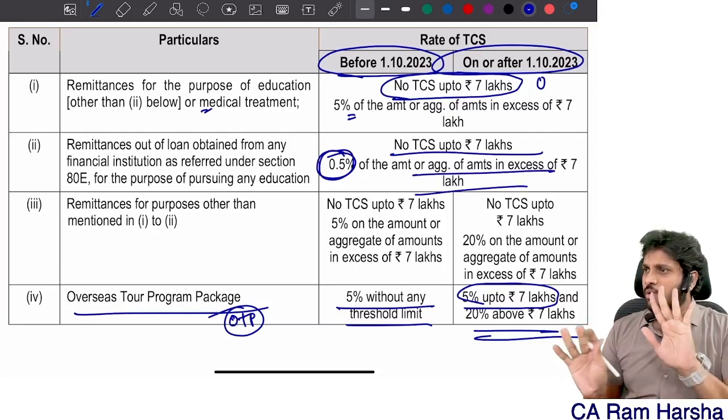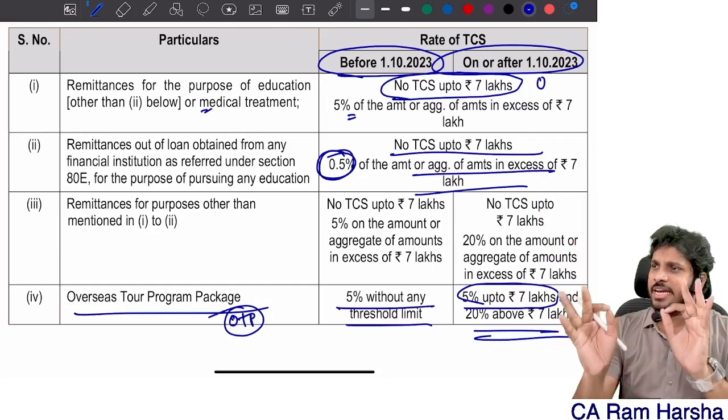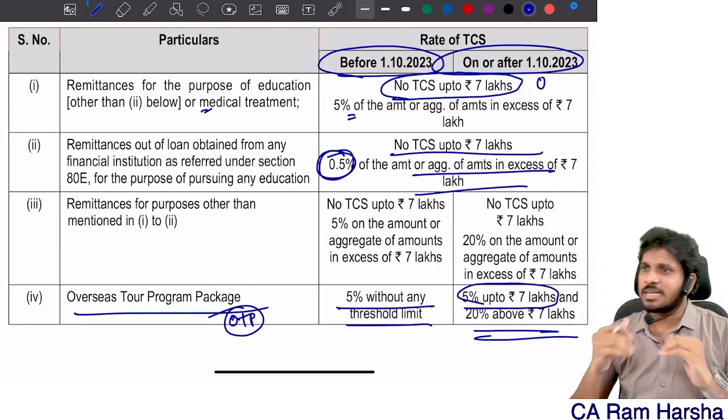Sir, it's not an overseas tour package. It's not for education or medical purposes. I am paying it for some other purpose.